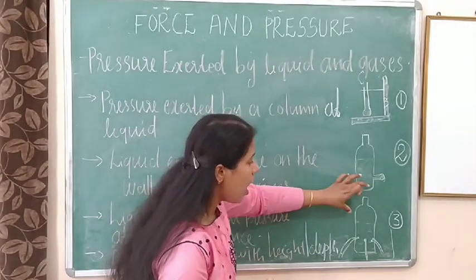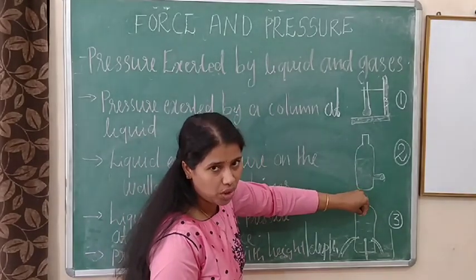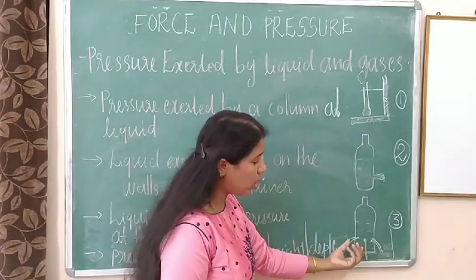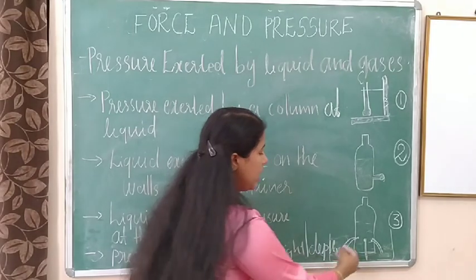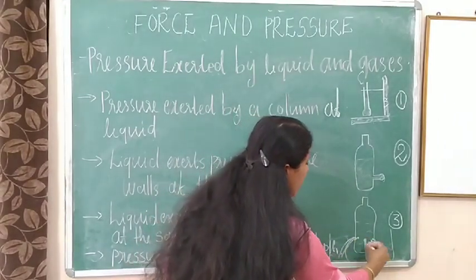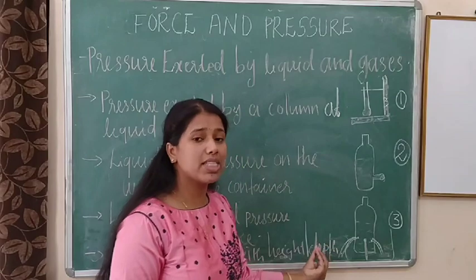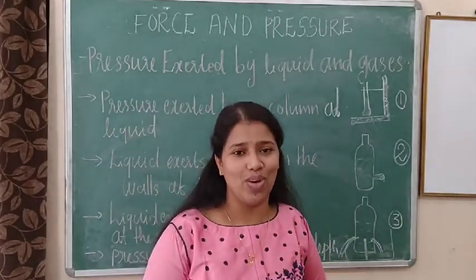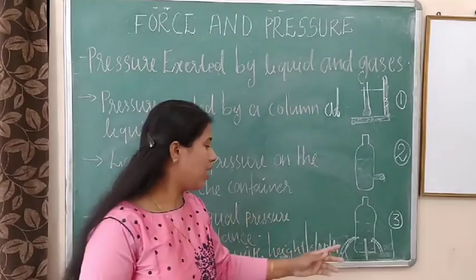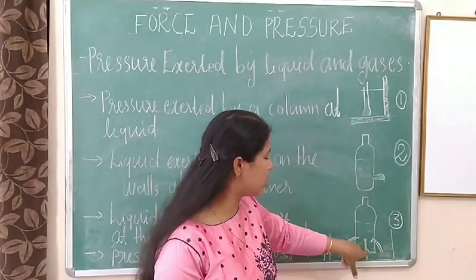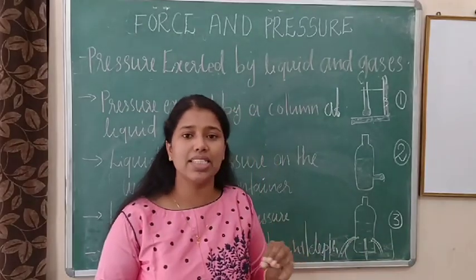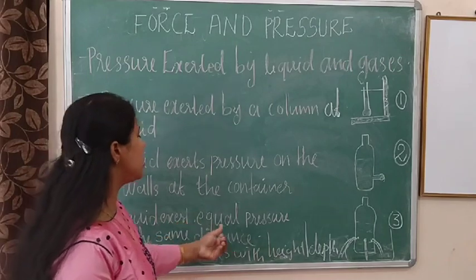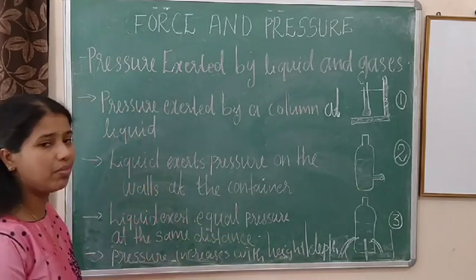Then after that we pour water. Due to this pressure, water will come out of the holes. We can predict from this experiment that the water goes outside and the distance is equal, from the front side to this distance, from here to this distance. That's the third activity, liquid exerts equal pressure at the same distance.